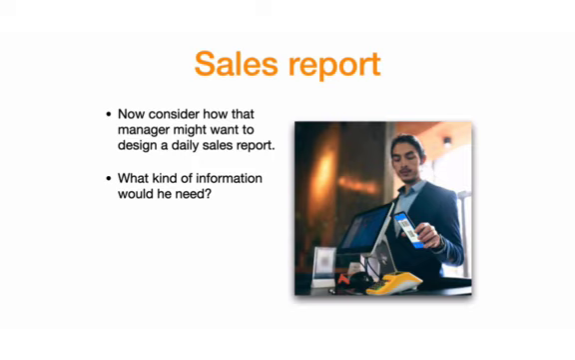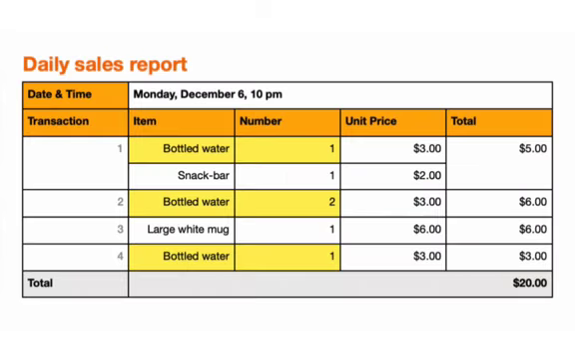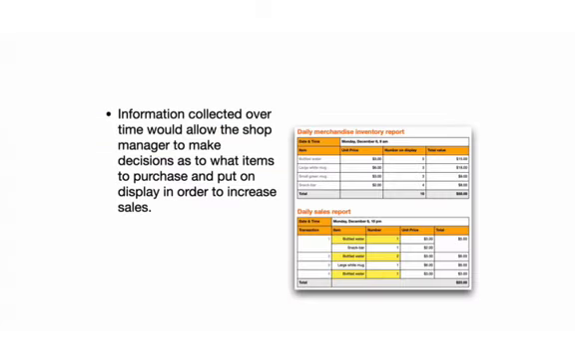Sales report. Now consider how that manager might want to design a daily sales report. What kind of information would he need? Sales transaction data: transaction ID, date and time, items sold, their names and unit prices, the total transaction amount, etc. Information collected over time would allow the shop manager to make decisions as to what items to purchase and put on display in order to increase sales.